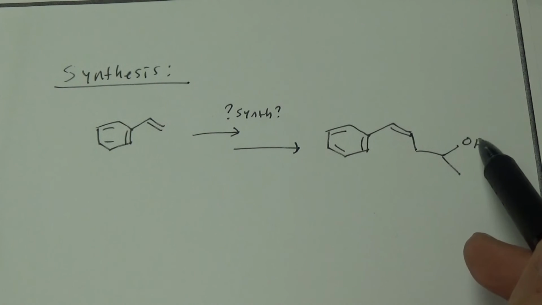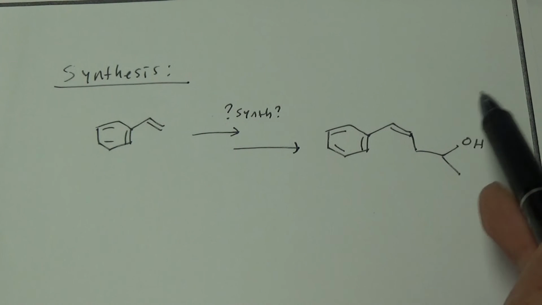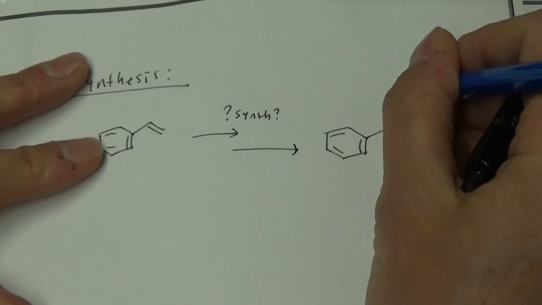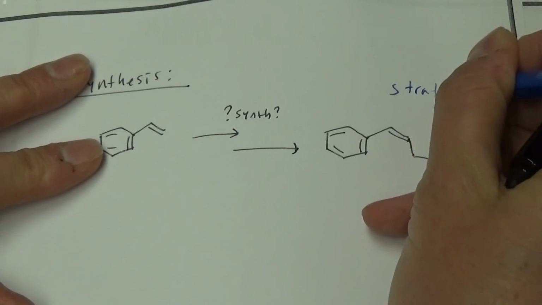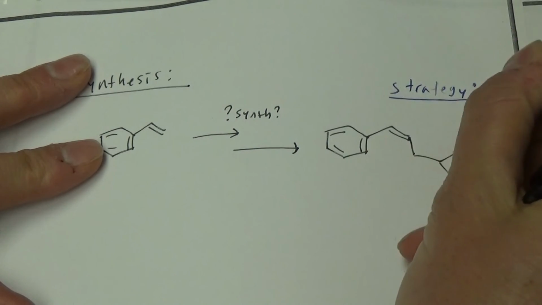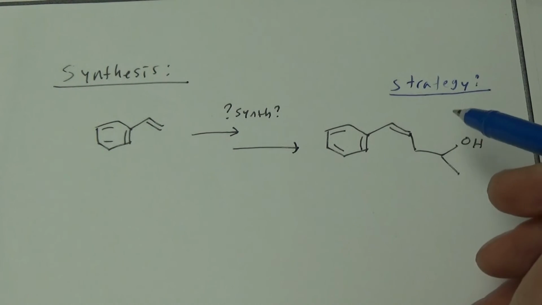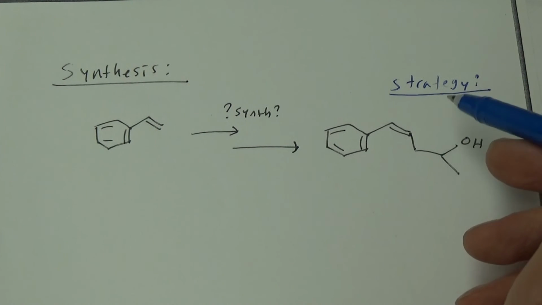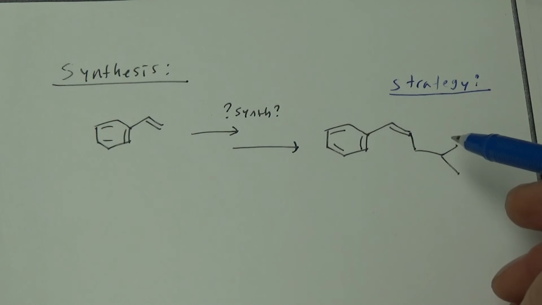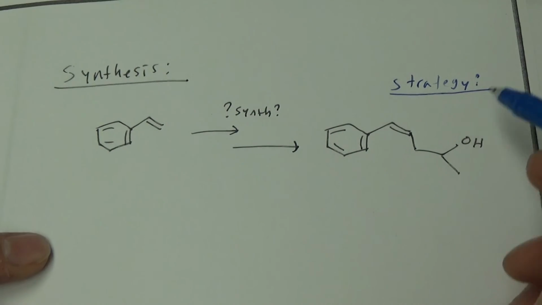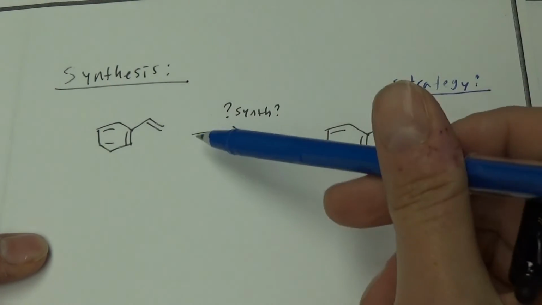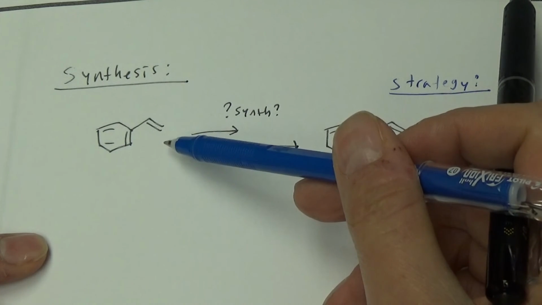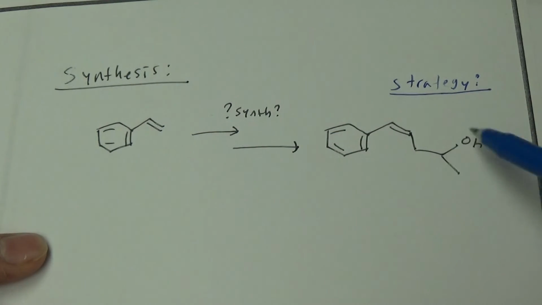So I usually think strategically. What are some of the reactions I'm going to need? So I'll write strategy, question mark. What are some of the reactions I might need, and maybe electrophiles, any things that might help me when I actually step through this? First thing is, I'm starting with an alkene, right? And alkenes don't do any of this.